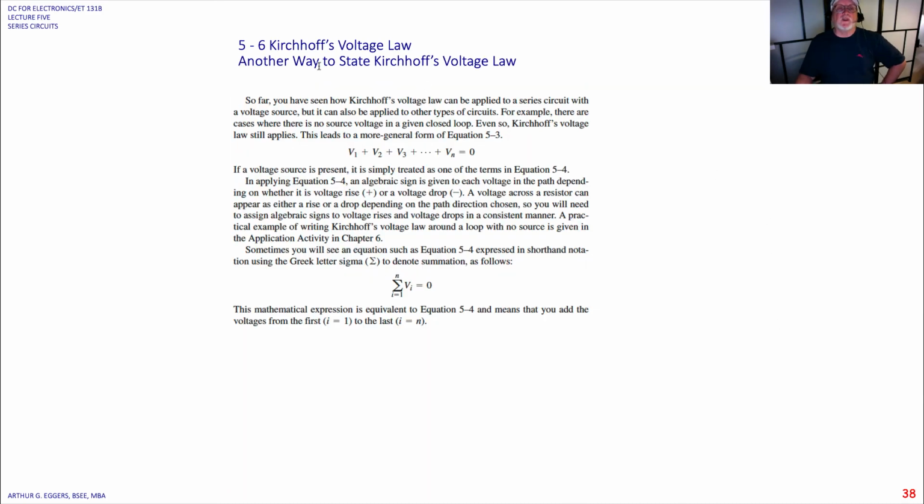So Kirchhoff's voltage law, then, we need to look at another way to state the voltage law. So far we've seen how Kirchhoff's voltage law can be applied to a series circuit with a voltage source, but it can also be applied to other types of circuits. So we go back to our relationship where we're saying that the sum of all the voltage drops equals 0. If a voltage source is present, it is simply treated as one of the terms, okay?